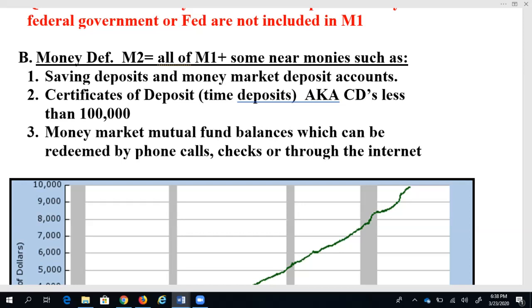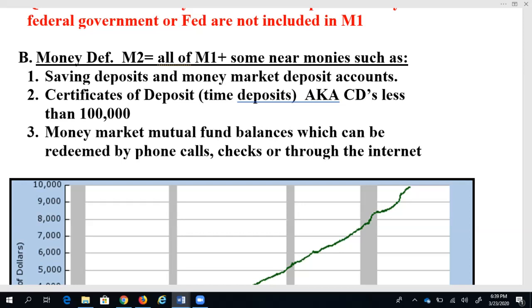You give the bank money, and the beauty of it for the bank is they know they have their money for 1 year, for 3 years, whatever you sign on the paper for. So they can use that money and have certainty that you're not going to come for that money back like you could for a savings account. So M2, again, includes all of M1. Savings accounts are in M2, not in M1.